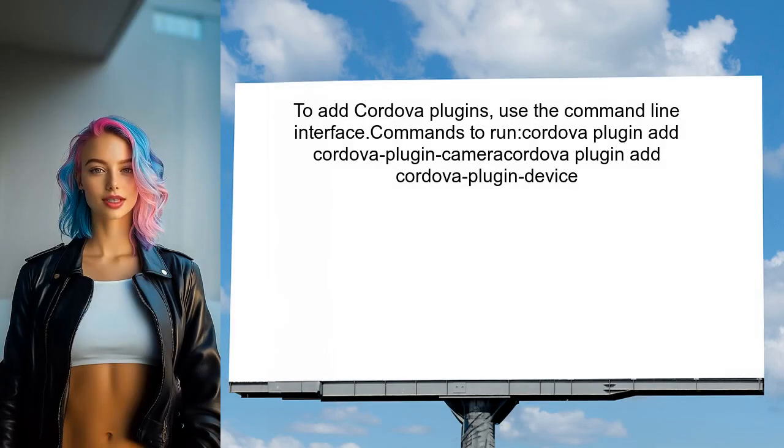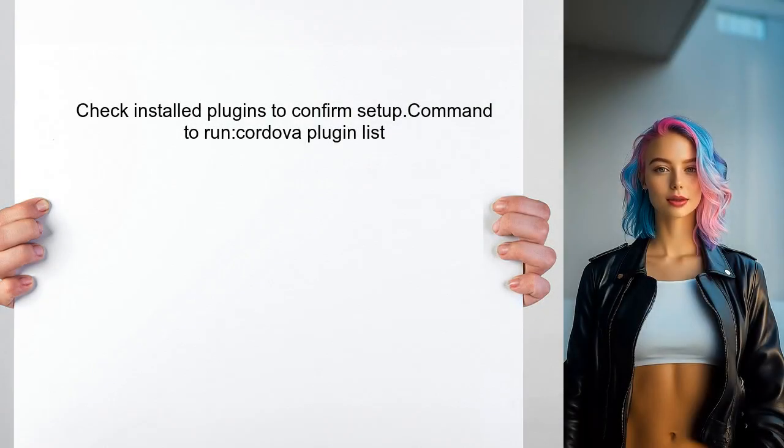Now, let's move on to adding Cordova plugins. The user can do this by using the Cordova command line interface. They should run the command to add the desired plugins, such as the camera or device plugin. After adding the plugins, the user should check if they are correctly installed by running the command to list all installed plugins. This will help confirm that everything is set up properly.